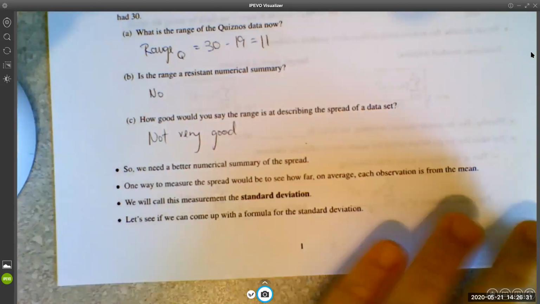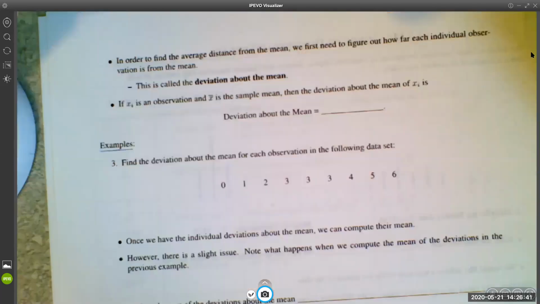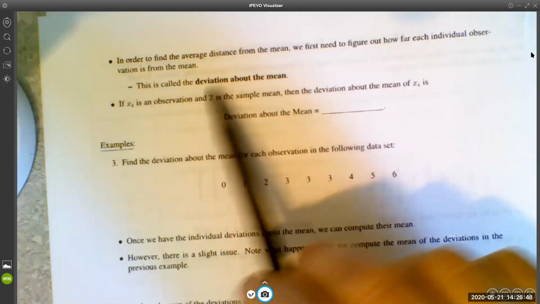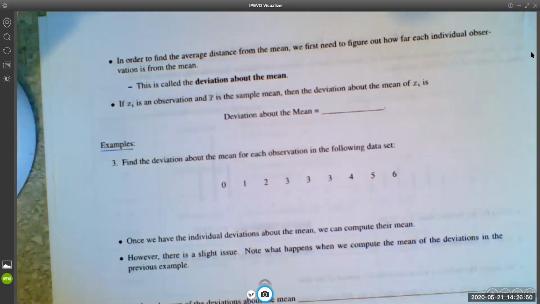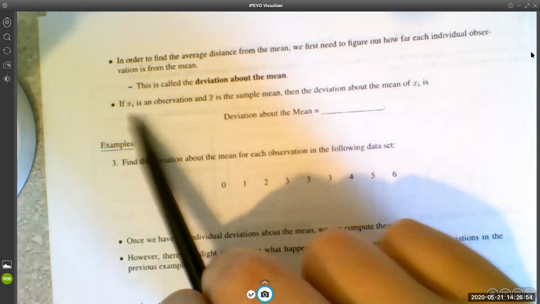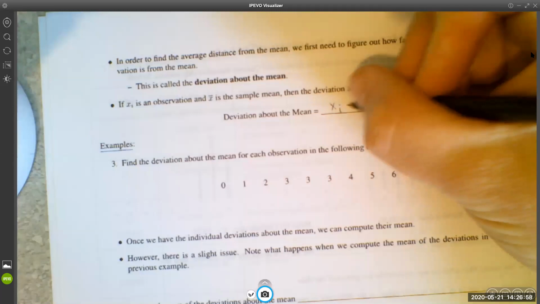So if we want to figure out how far on average each observation is from the mean, then the first thing we would need to do is figure out how far each observation is from the mean. So we need to find each individual distance, right? And those things are called the deviation about the mean. So to compute the deviation about the mean, if xi is an observation and x bar is the sample mean, then a deviation about the mean is going to be xi minus x bar.